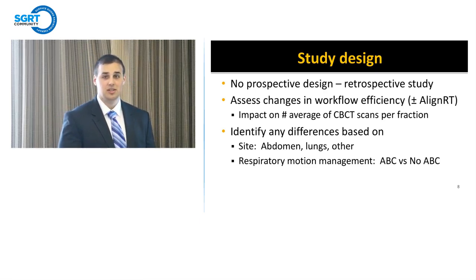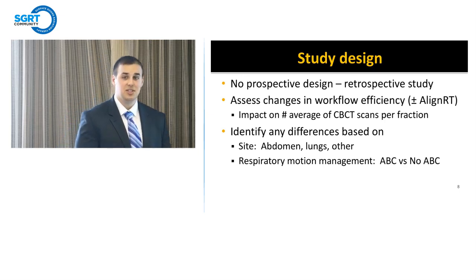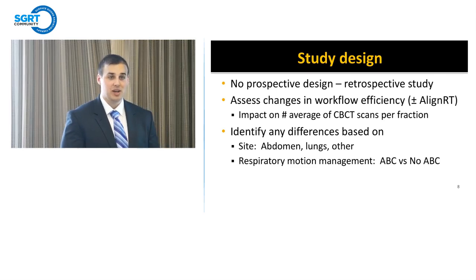in the abdomen, lesions in the lung, and then we have kind of an other category for our lesion locations, and those are just lesions that are in the bone, excluding any ribs that may have occurred. So these are typically vertebral lesions. And then we did also assess whether respiratory motion management patients had an effect versus patients who did not have respiratory motion management. And our respiratory motion management is ABC.